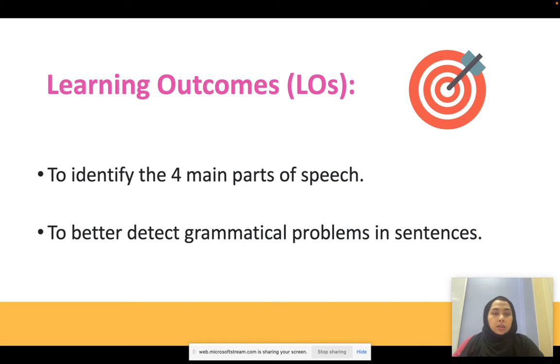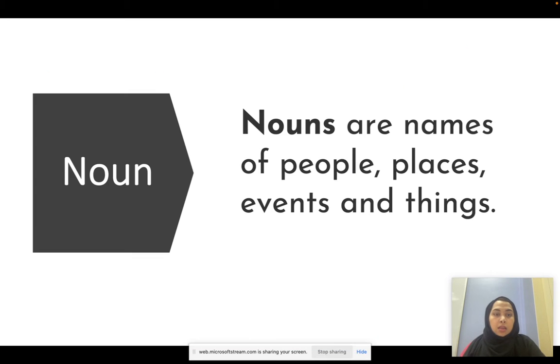This brings us to our learning outcomes. We're only going to learn about 4 main parts of speech today, and we're going to better detect grammatical problems in sentences. The first part of speech we're going to learn about is the noun. Nouns are names of people, places, events, and things.